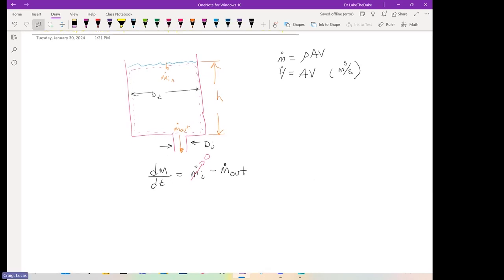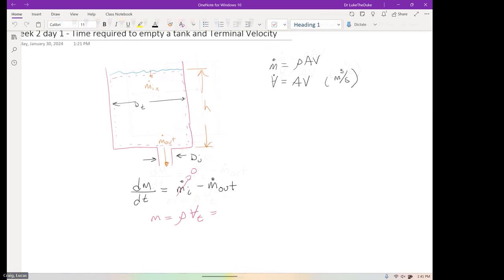Now, the mass of the tank is rho times V_T. So what we're going to do now is we had our fundamental equation, conservation of mass. Each term in there, m and m dot, we're going to break down into equations. And you're going to see how we can find an equation for height as a function of time. Cool. All right, let's keep going. So the mass of the water in this tank is the density of the water times the volume, right? Does that make sense?